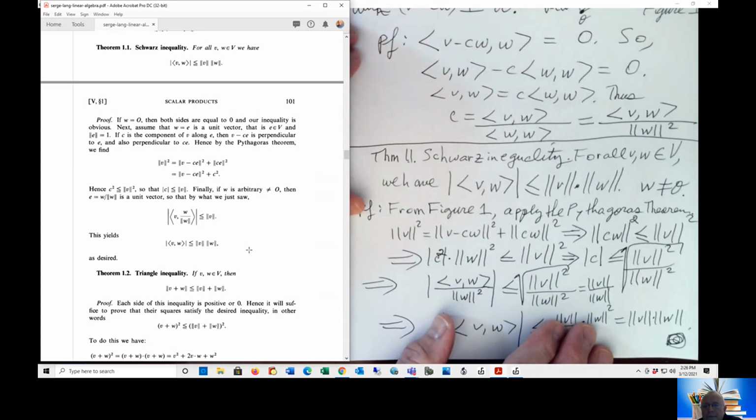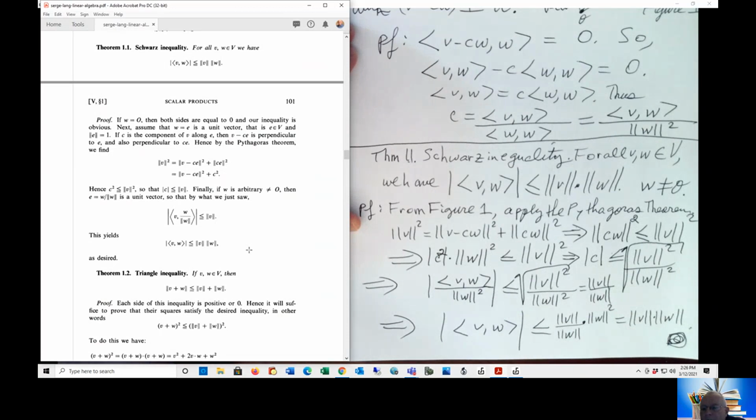Cauchy-Schwarz inequality. It says the following. For any two vectors V and W in V, it turns out that the absolute value of the scalar product of V with W is less than or equal to the norm of V times the norm of W. Now, this is also true over the complex field as well. But here we're in particular looking at the real case.